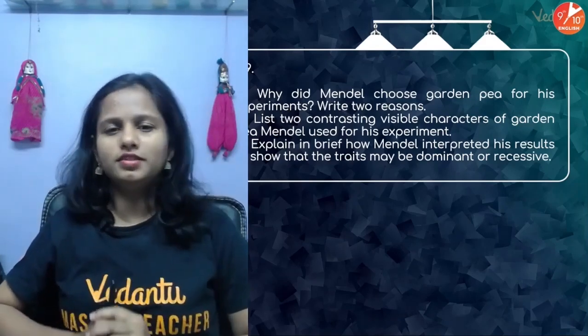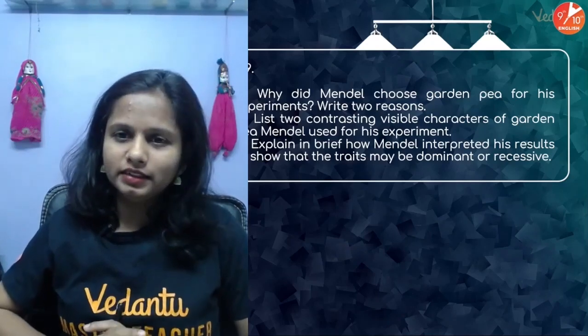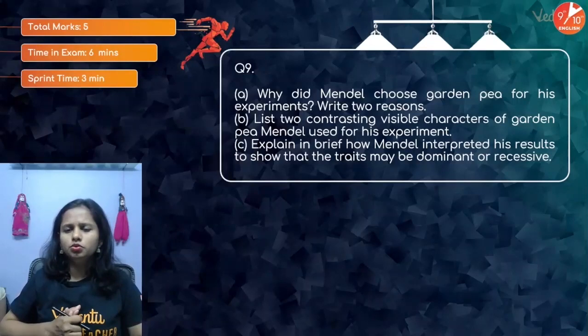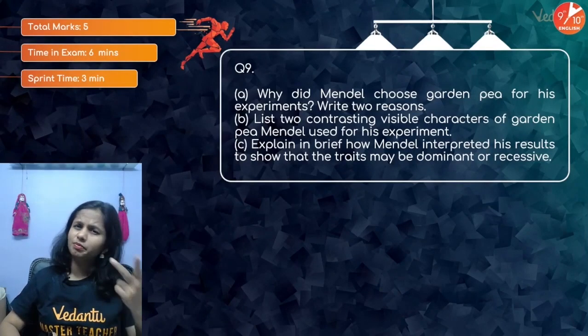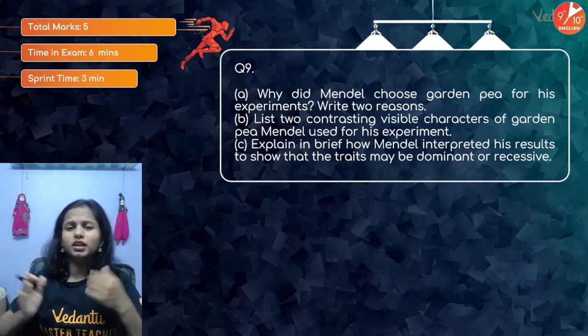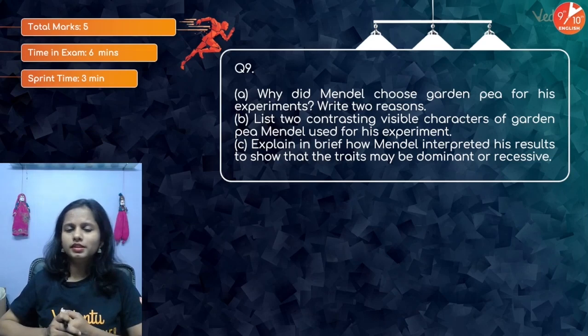So these are various reasons. Now list two contrasting visible characters: seed color, seed shape, pod shape, flower position, plant height. Write all that you know, okay?